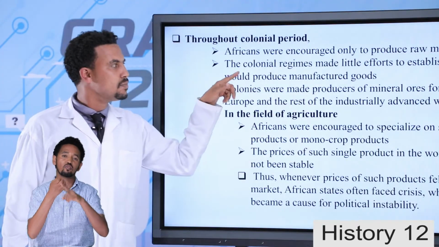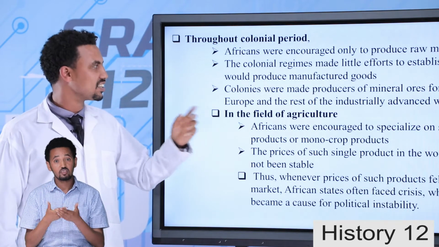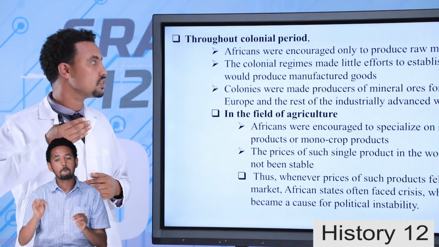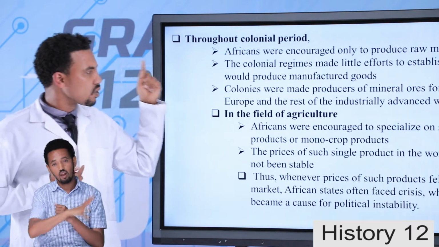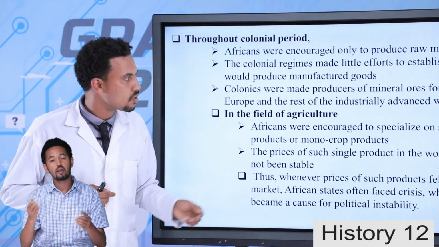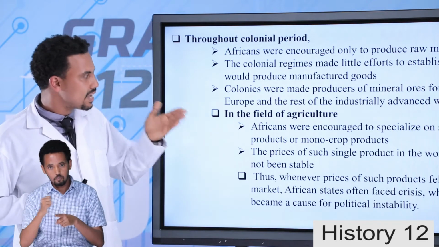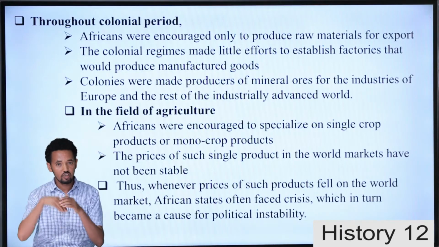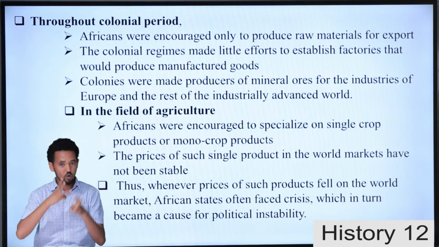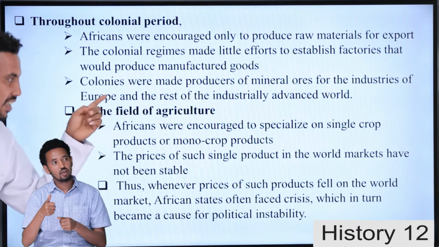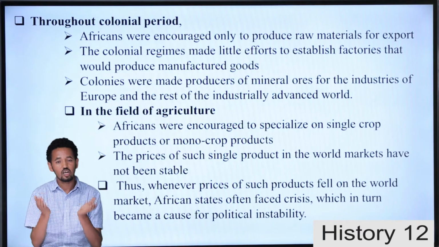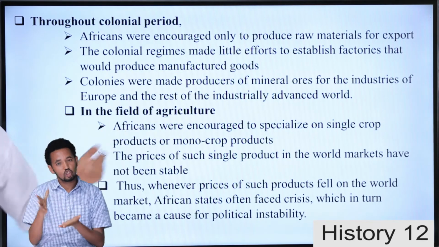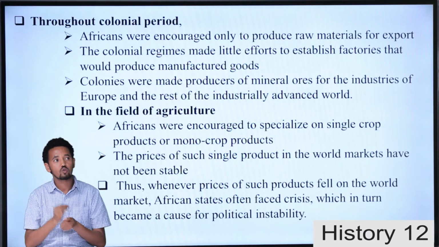The colonial regime made little effort to establish factories that would produce manufactured goods in Africa. The other one, colonies were made producers of minerals for the industries of Europe and the rest of the advanced world. In the field of agriculture, Africans were encouraged to specialize in a single crop, monocrop products, among African countries.